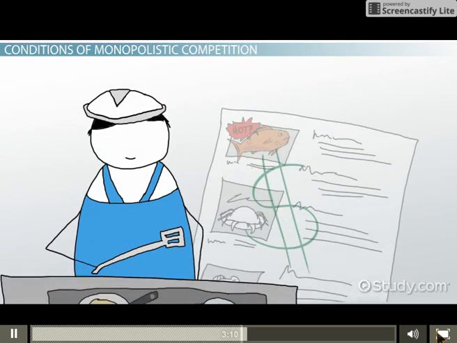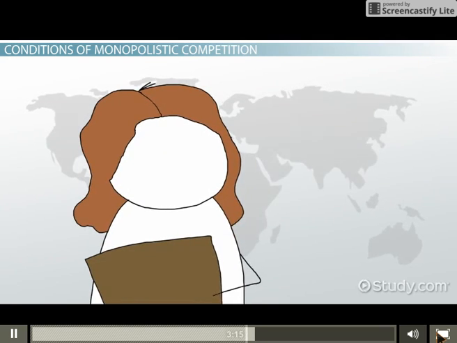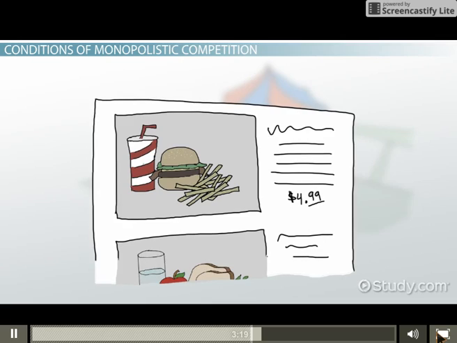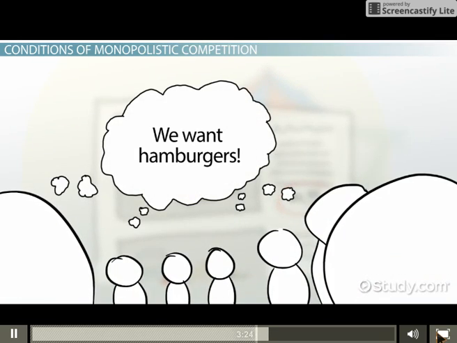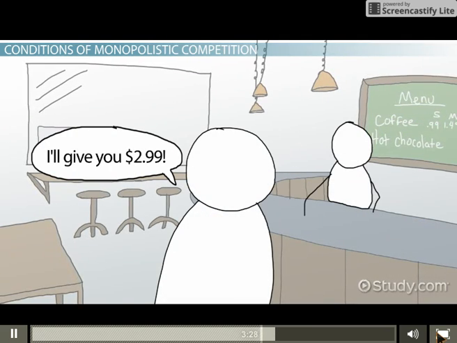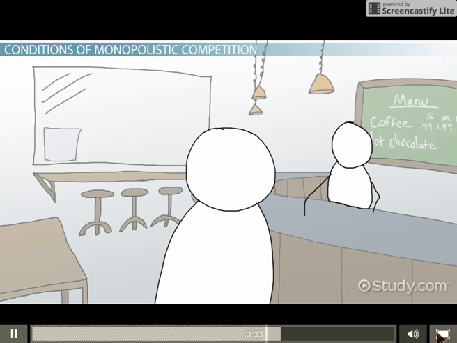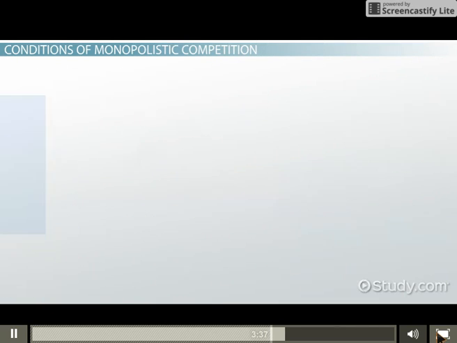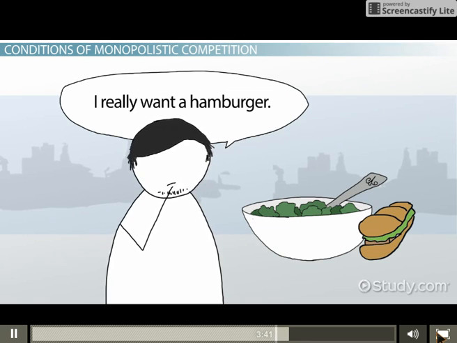The third condition is that producers have the ability to set their own prices. That seems like an obvious statement, but remember, this is economics. Thus, we aren't saying that a hamburger joint can just set their price, but that they can set their price without significantly impacting demand. Of course, there are limits to doing that, but the general idea is that firms are price setters, not price takers. This is because, as an industry, there are no perfect substitutes. You could go get a salad or a chicken sandwich, but hamburgers are a specific good.